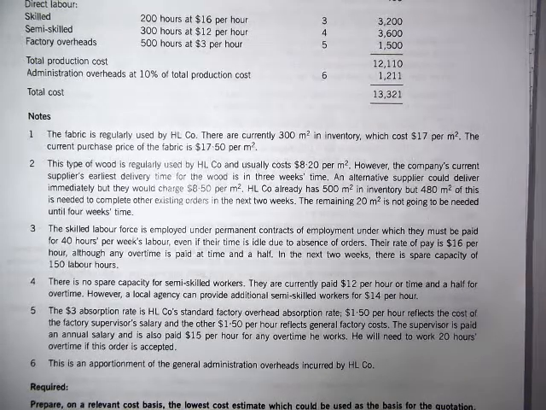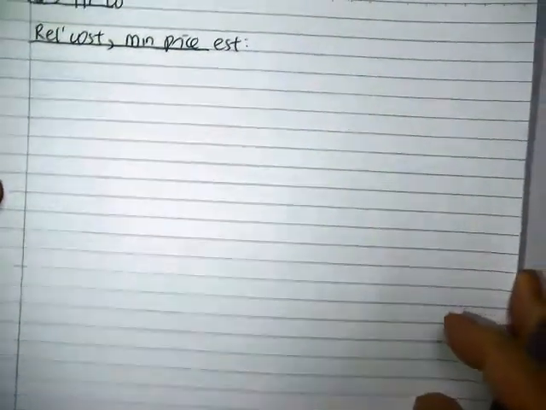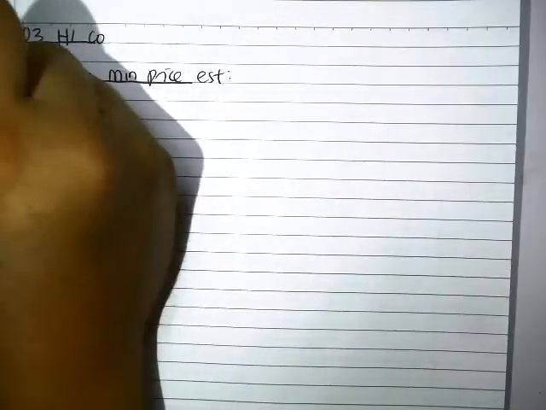Okay? Now, so we will need the note. HL code. Minimum price estimate. Okay, first one, note.